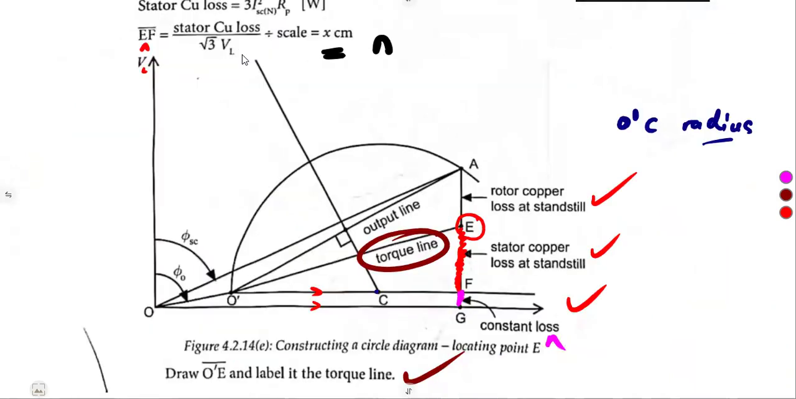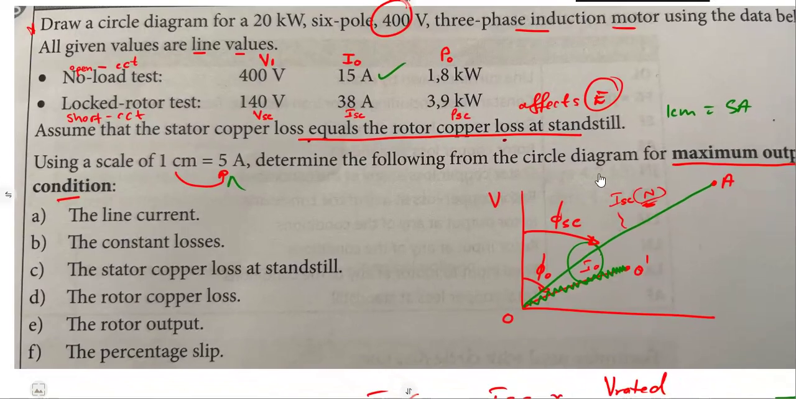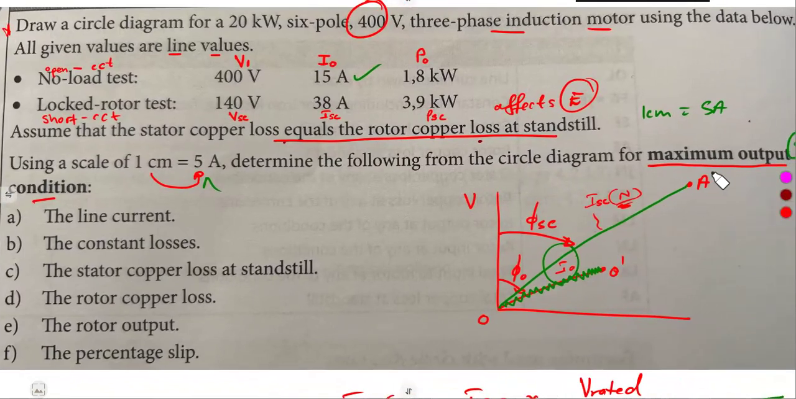This comes from the main condition that you are given. What is our main condition? Let's go back to our question. All these that we are supposed to do: determine the following from the circle diagram for the maximum output condition.